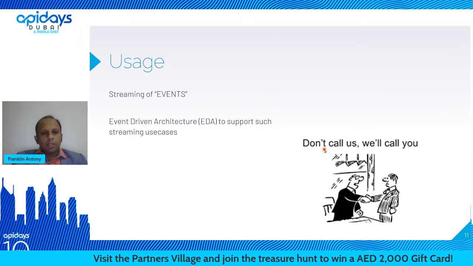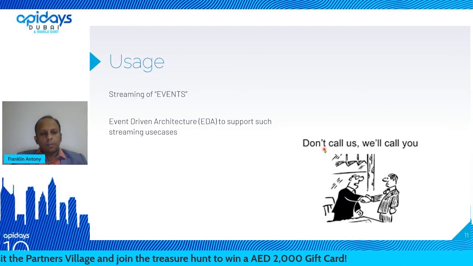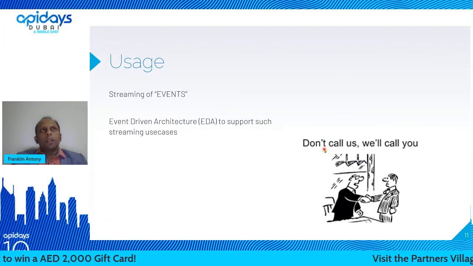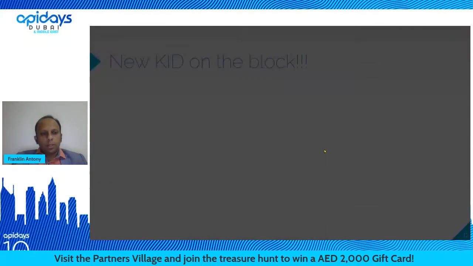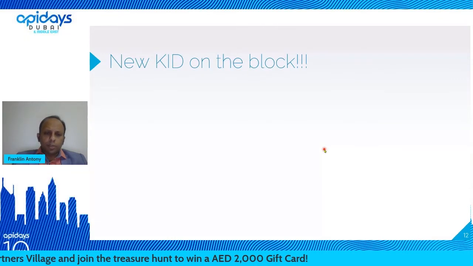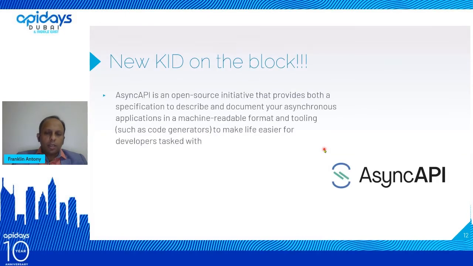So event-driven architecture is here to help us in actually supporting these streaming use cases, and to actually standardize and make it interoperable within systems. There is a new kid on the block, and I think most of you would have already started to see and hear about it. It's the Async API. So Async API is a specification that helps in documenting and describing your asynchronous interactions between different systems.